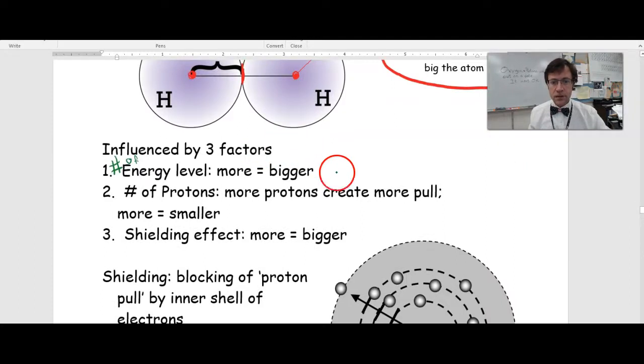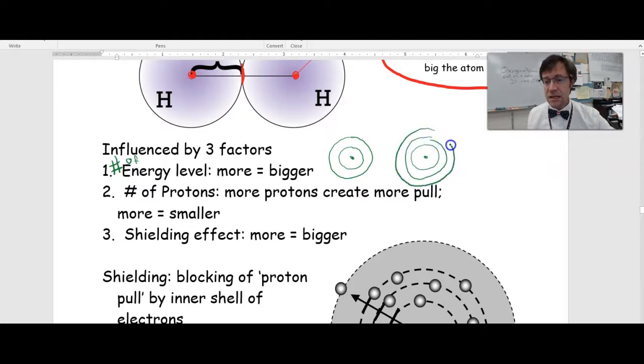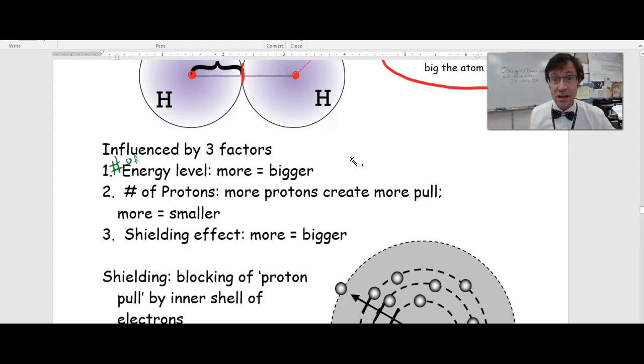So, I was saying, here's the nucleus, right? Now, if you have two energy levels, it'll be 1, 2. It'll be about that big, right? Now, if you had 4 energy levels, there's your nucleus. You'll have 1, 2, 3, 4. You guys can pick up what I'm putting down here. I certainly hope so. It's not super duper rocket science. The more layers, the bigger it is, okay?